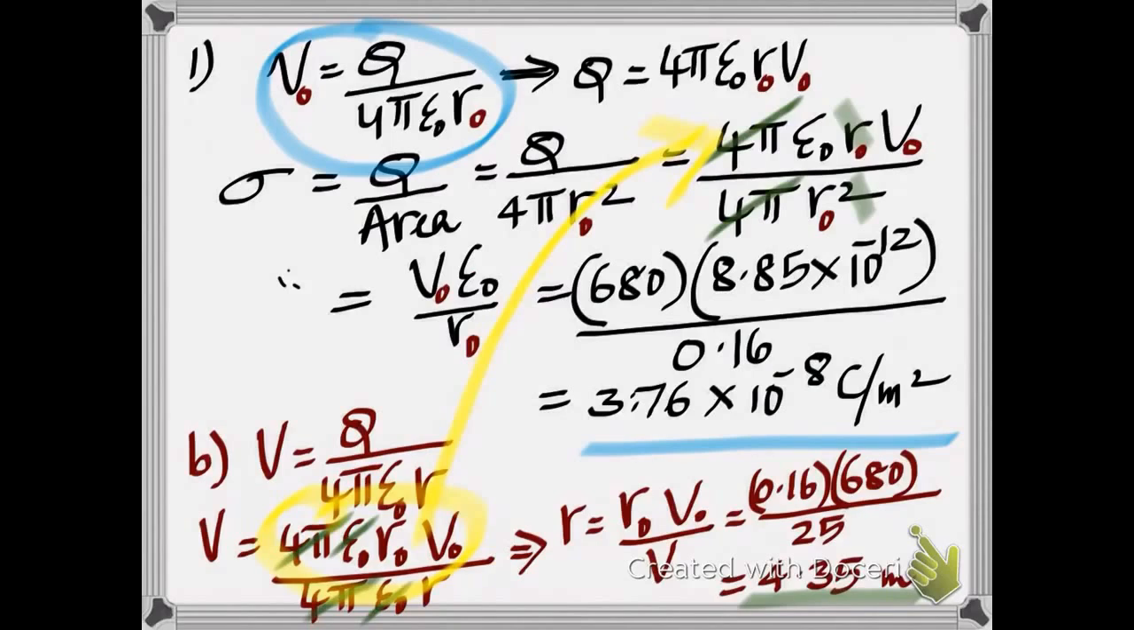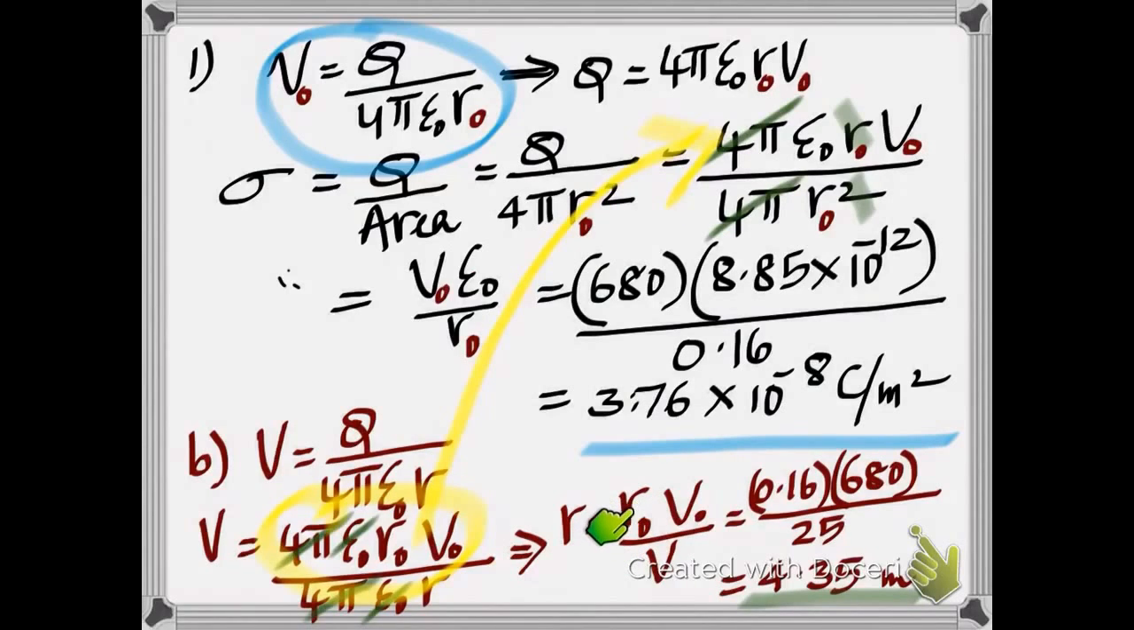The second part of the question says, at what distance will the potential due to the sphere be only 25 volt? Once again, this time you have to use the formula for potential, obviously, and rearrange it. We have the value of Q now. Remember, from the top we have the value of Q, which we substitute here, and then put 4 pi epsilon naught R. You end up with this.